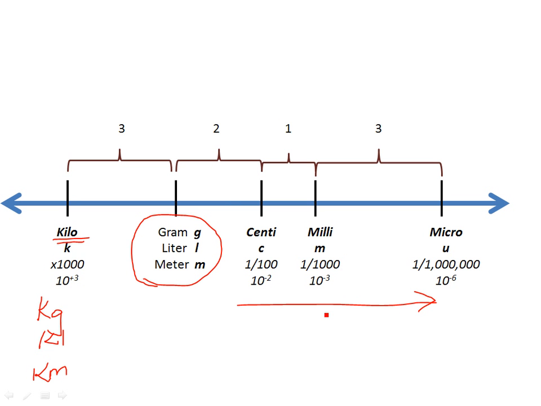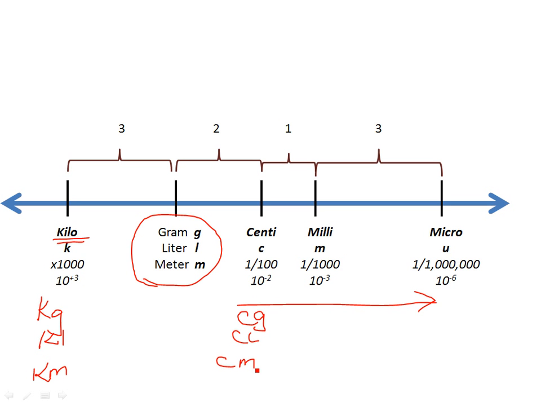If I take a gram and I chop it up into 100 equal units, each of those units would be a centi. So I'd have a centigram, I could have centiliters, or centimeters. So again, a centi is 100 times smaller than our unit of measure. So it takes 100 centigrams to equal 1 gram. 100 centiliters to equal 1 liter. 100 centimeters to equal 1 meter.